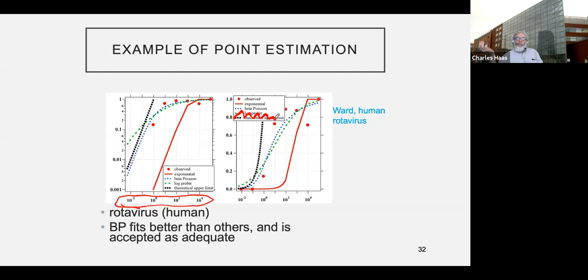The observation of fitting this data set is that the beta-Poisson fits better than the others. We regard it as being adequate. The points are close to the blue dashed curve, and the deviations are in line with what we would expect from natural variability, given the fact that we're dealing with a small number of samples of individuals at each dose group.